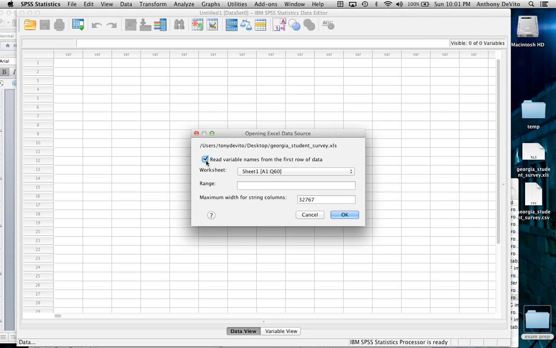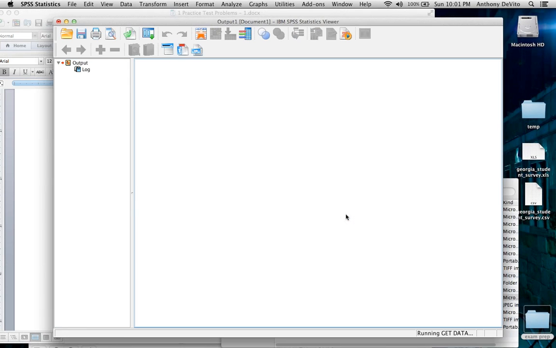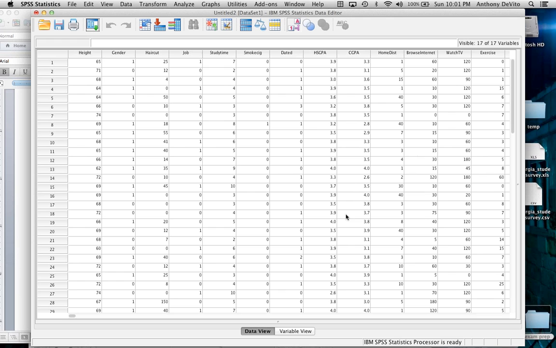It also has checked off, should I read the variable names from the first row of data? Now, you and I know that the first row of data was, in fact, the variable names. So I'm going to leave that as is. I'm going to leave that checked. Okay, so now here it is imported.